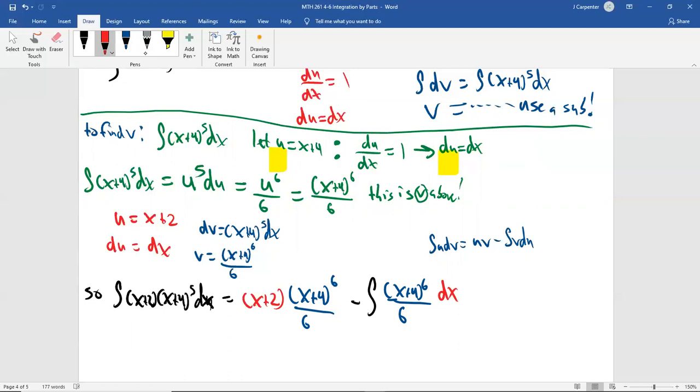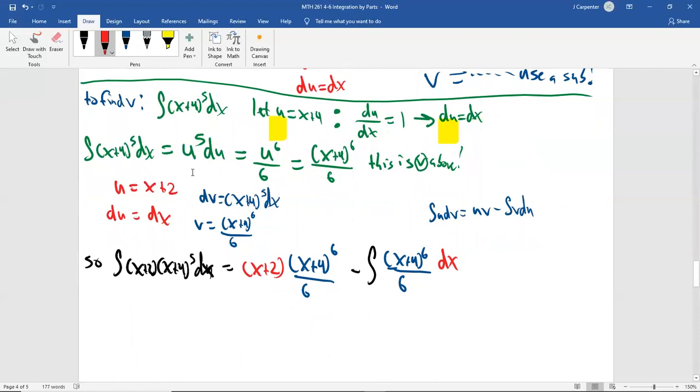I love this problem. I really do. Look at this right-hand side. Look at this integral. How much do you hate me right now? Because that integral needs a substitution. We don't have a formula for that.